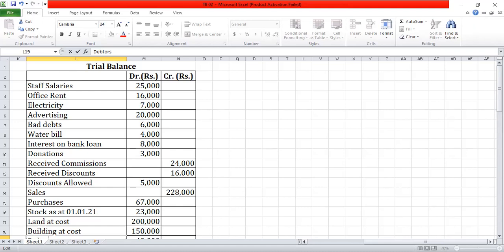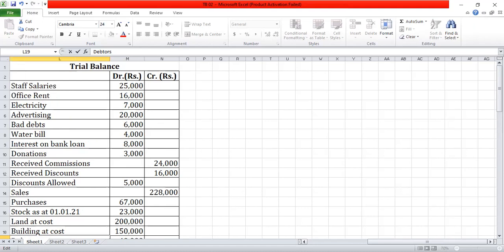Received commissions and received discounts are income accounts. So they are recorded in the credit column. Discounts allowed is an expense. Therefore, it is in the debit column. Sales, income, credit column.